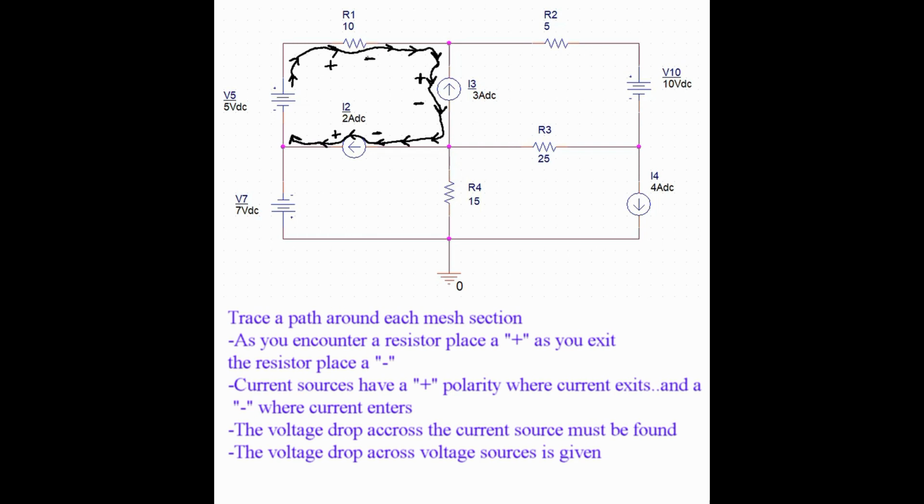For the current source, you might have noticed I placed a plus as I encountered it. That's because the current is going up. For current sources, where current is exiting the current source, the polarity is positive. Where current is entering, it is minus. So that is why the polarity of the current source is the way it is. And of course, for the DC voltage sources, we already know the polarity and the voltage across those.